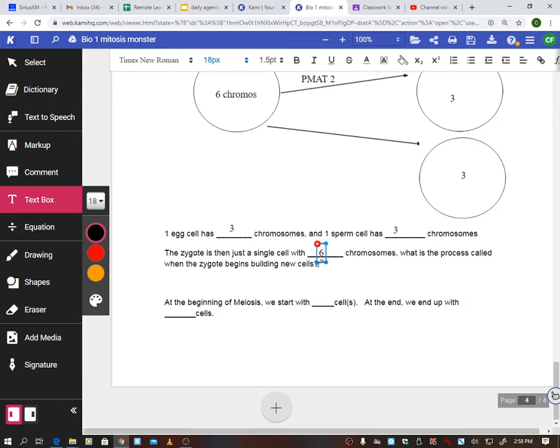So that's what I have them do. Once they get done with this meiosis 2, I'll say, okay, now if you were to converge these 2 cells and make an egg and a sperm come together, how many chromosomes would you have? And you would see that it would be 6.